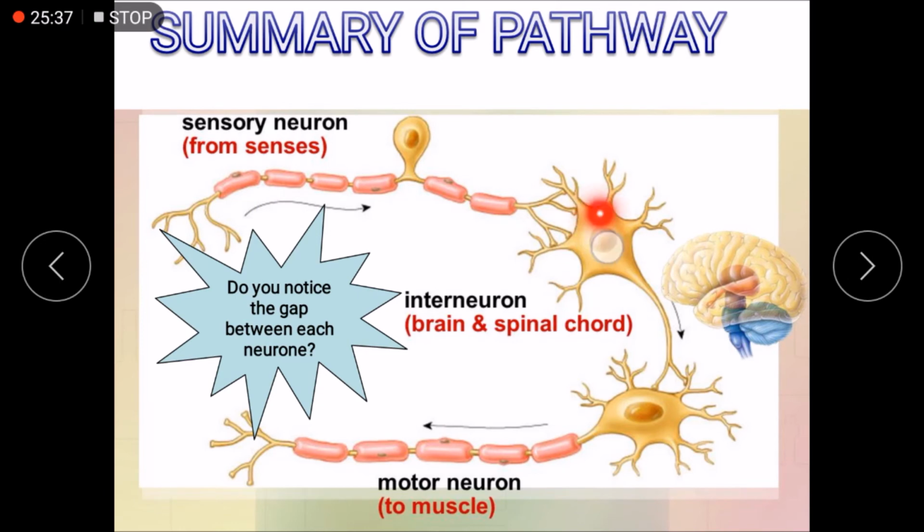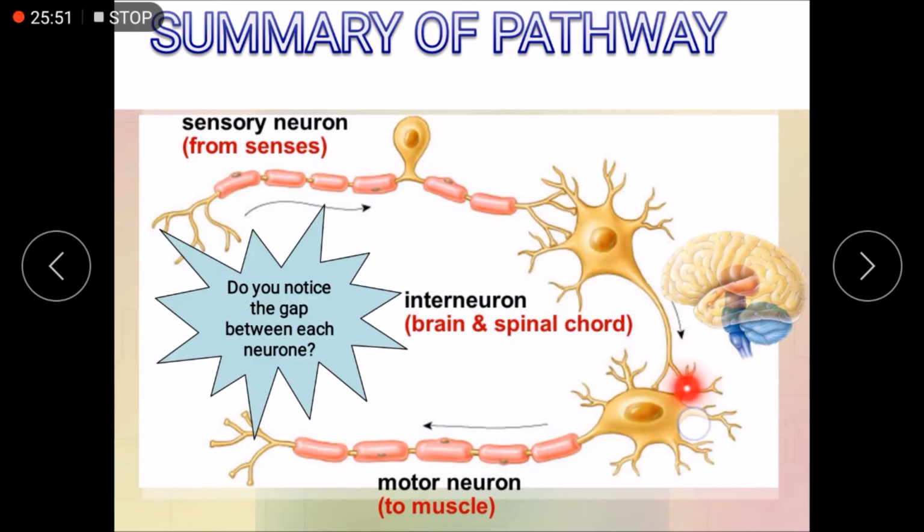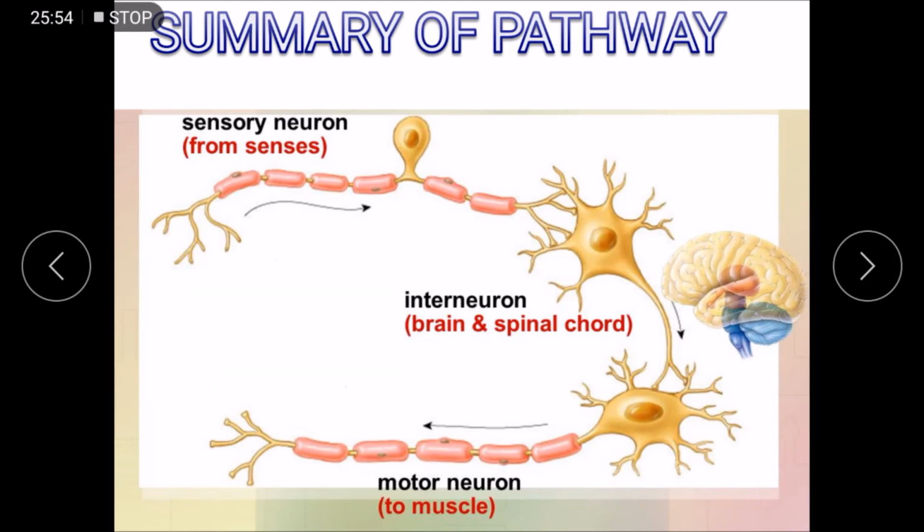Do you notice the gap? Yes. So I mentioned also, every time you have two nerves joined or linked together, in between them you will have gaps. The gaps are called the synapse. Okay, the synapse.